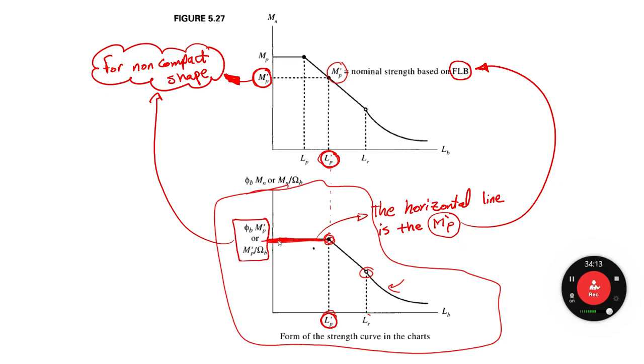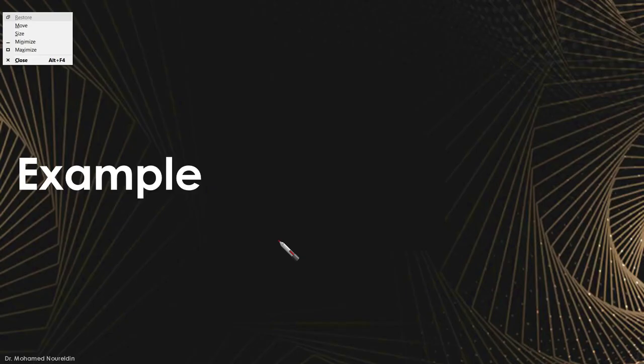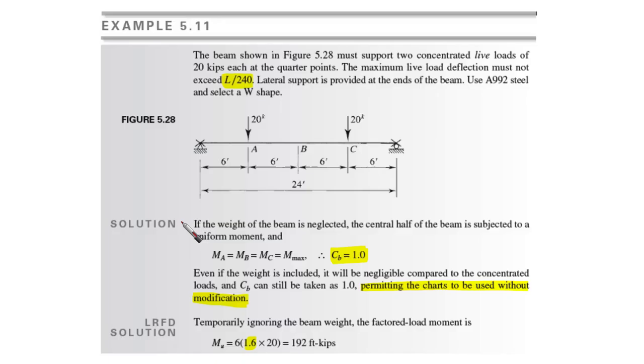Okay, I hope that we could understand. Now let's go to the next part, which is related to the first example that we are going to have here. So we have this example.